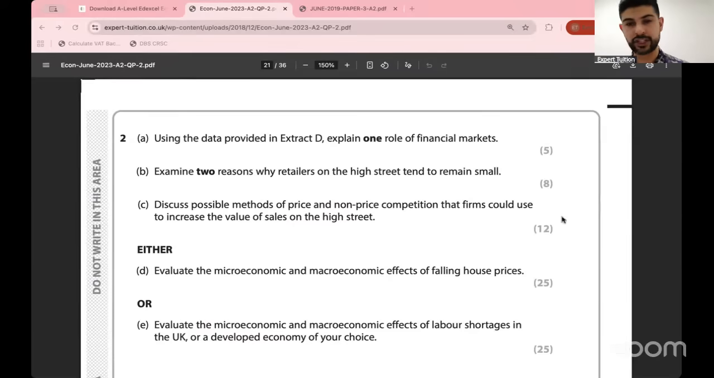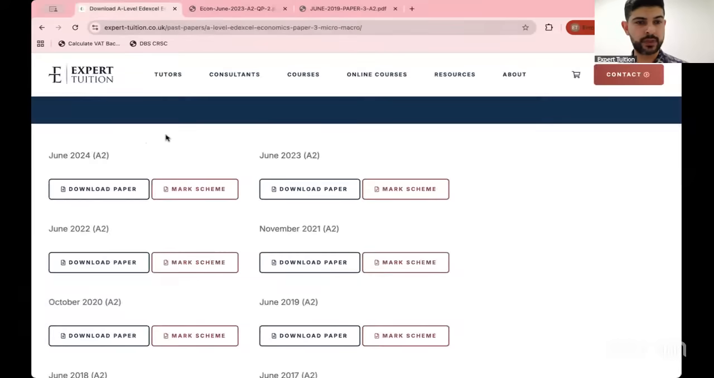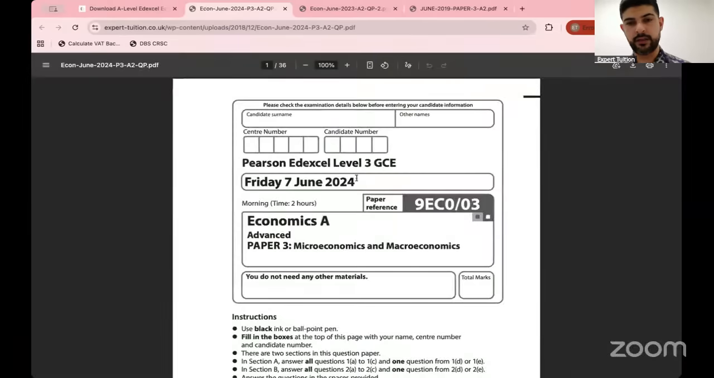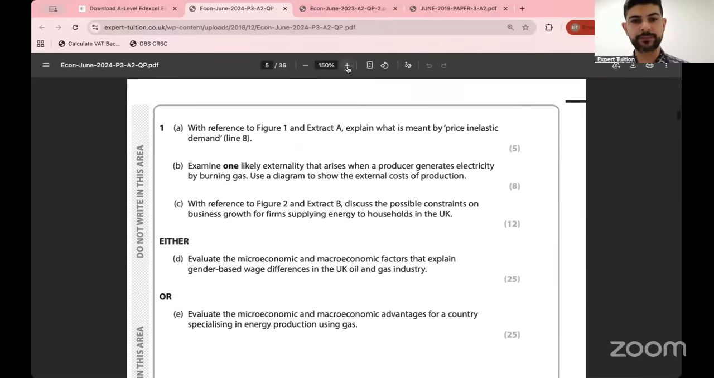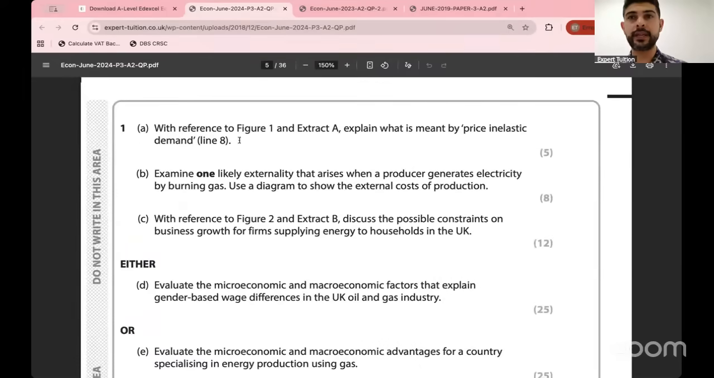One last one. It's actually a 12, just to show you this topic comes up a lot. And then we will go on to do something else. Okay, 12 marker. With reference to figure 2 and extract B, discuss the possible constraints on business growth for firms supplying energy to households in the UK.